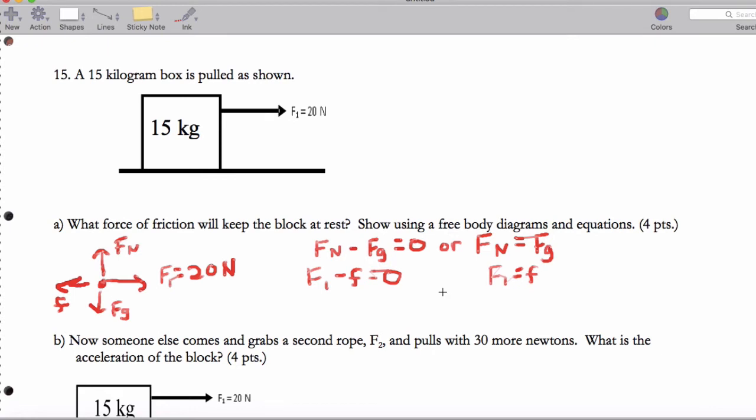Now here's the deal. I've got this 20 newton force fighting the friction, and the effect is that they balance, which is why it equals 0. And so we're simply going to get a friction force of 20 newtons.